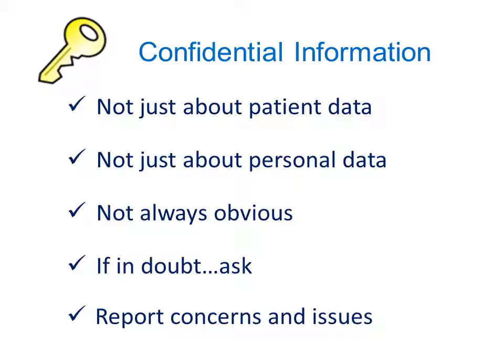So just to summarise then, we've talked about confidential information today, and confidential information you've seen covers a whole range of different types of information. It's not just about patient data. It could be other personal information such as staffing data, information about carers, and it's not also just about personal data. So it could be commercially sensitive data, legal information, it could be information related to IT security where there's a potential security risk. So it's not always very obvious what is and what isn't confidential data. But if you have any doubts about it, you just need to ask. And also report any concerns and issues you may have in relation to this.